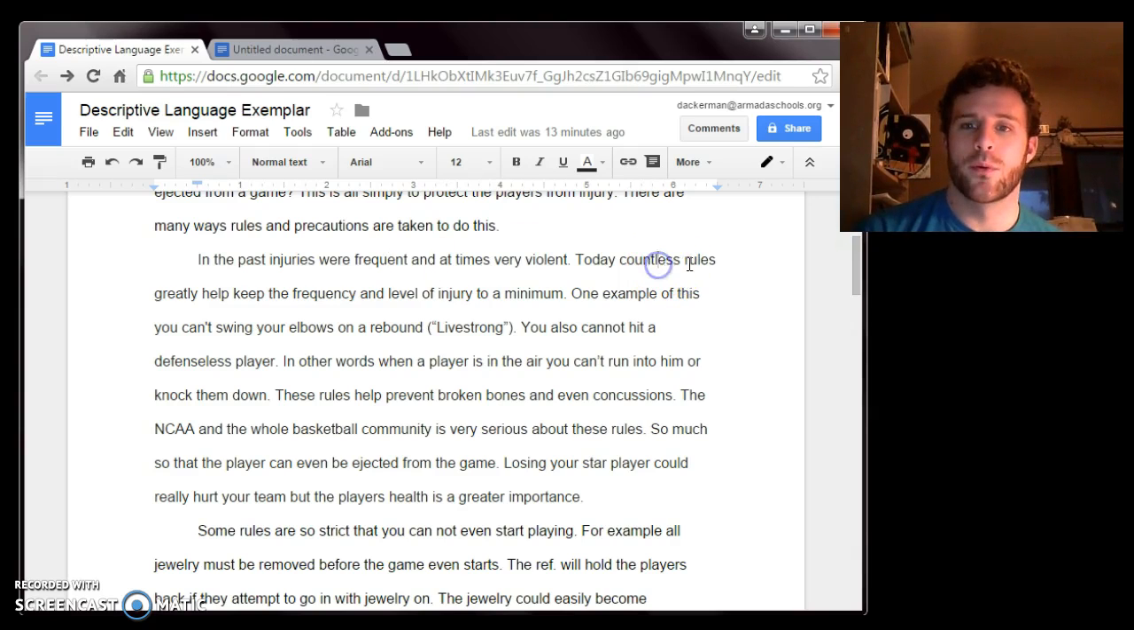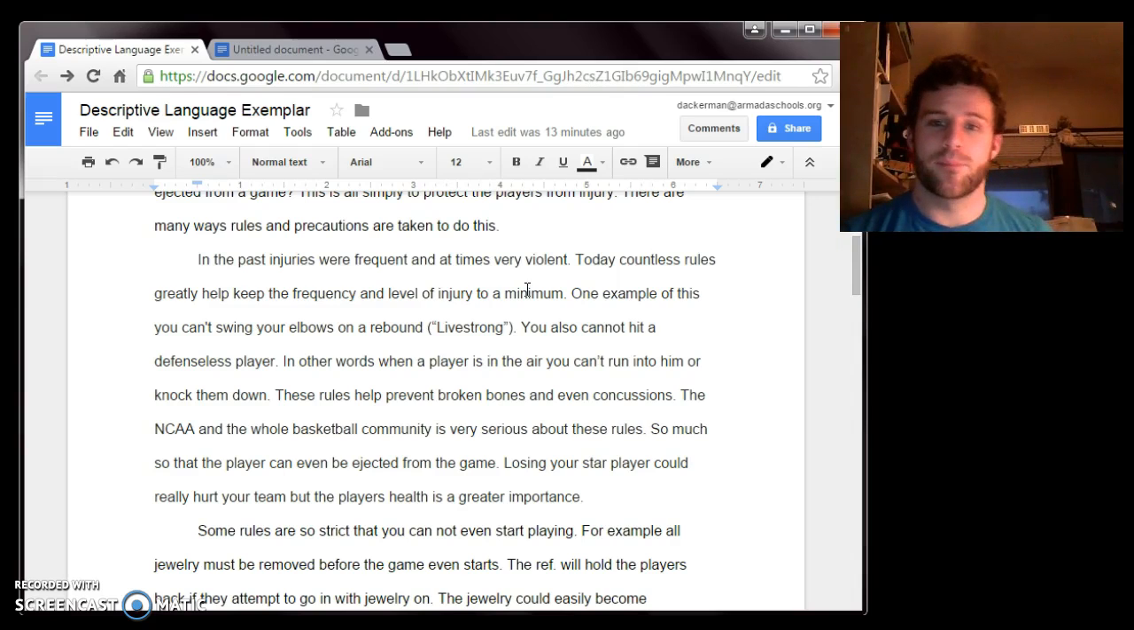Today, countless rules, okay, good adjective right here to describe the rules. Countless rules greatly help, okay, greatly being the adverb to describe the help. Keep the frequency and level of injury to a minimum, okay. So instead of just saying, people don't get injured very much, they use minimum instead. It's more sophisticated, it's more descriptive.